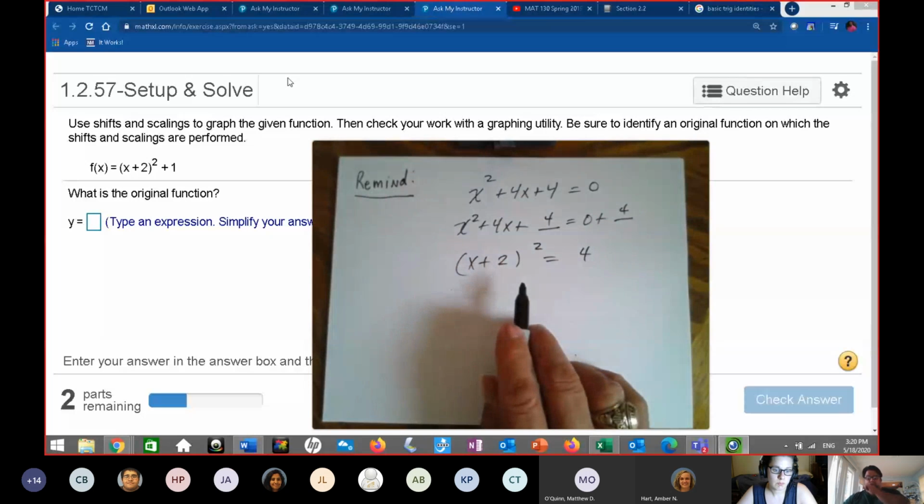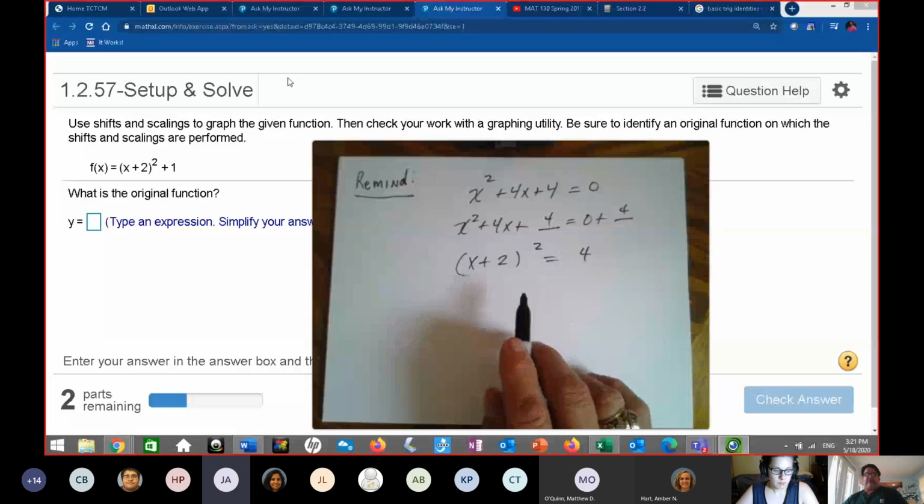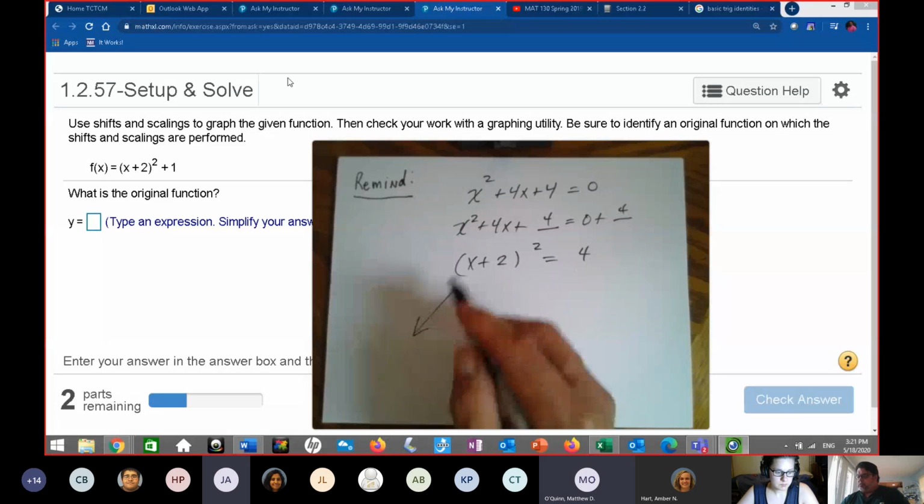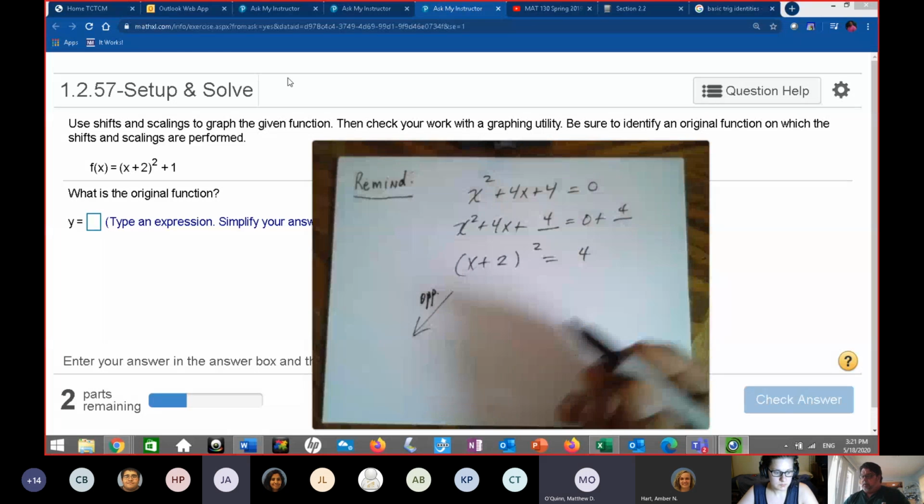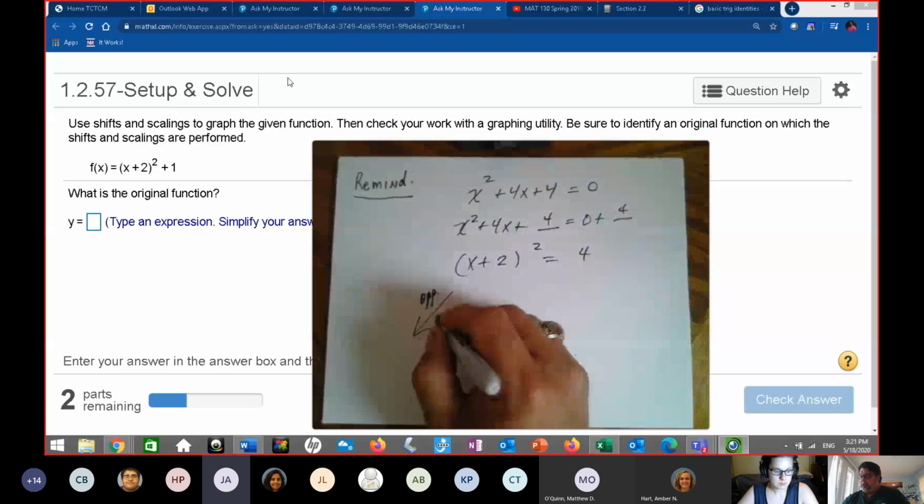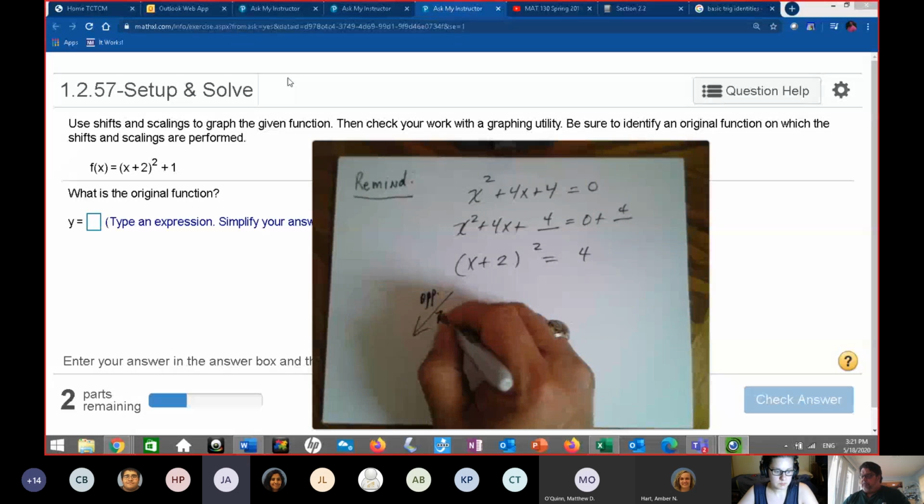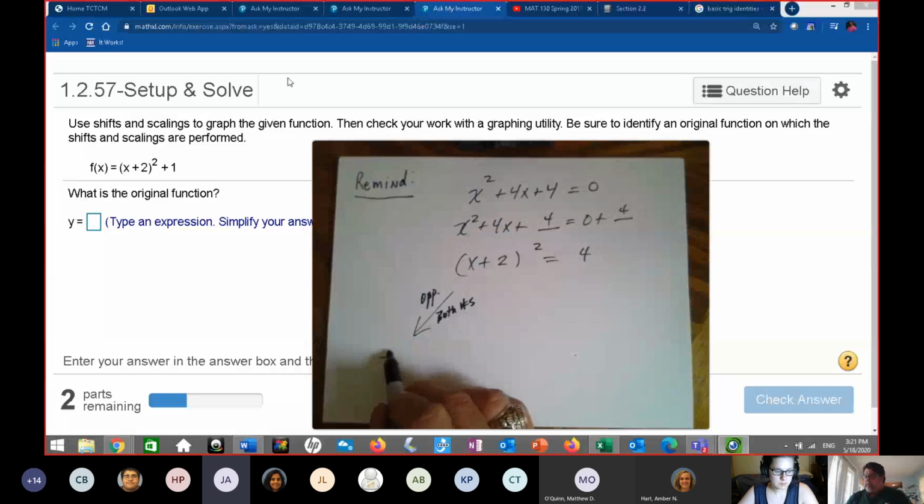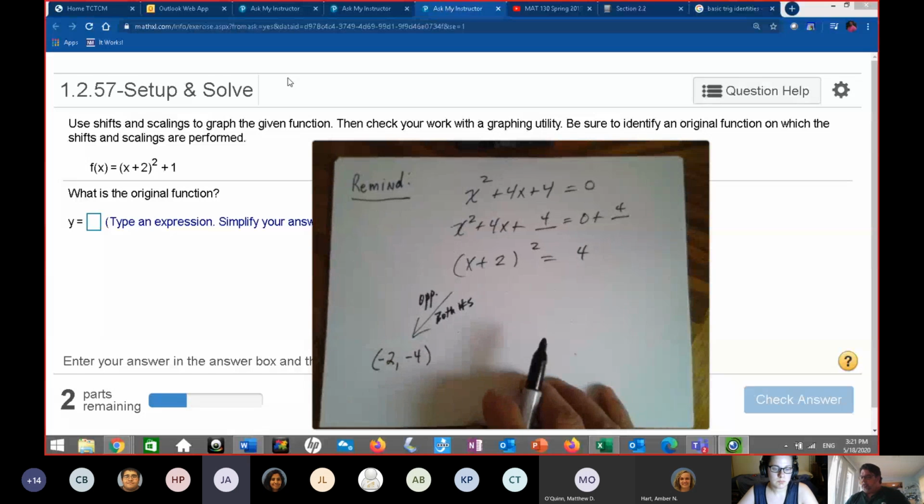At this point, there's two ways to write the vertex. Now, you 109 and 130 people that's had me before, you know what I'm talking about. You take the opposite of both numbers. That's one way to write it. Opposite of both numbers. So what would the vertex be here? -2, comma -4. Thank you, Math 109 and 130 students that had me before.